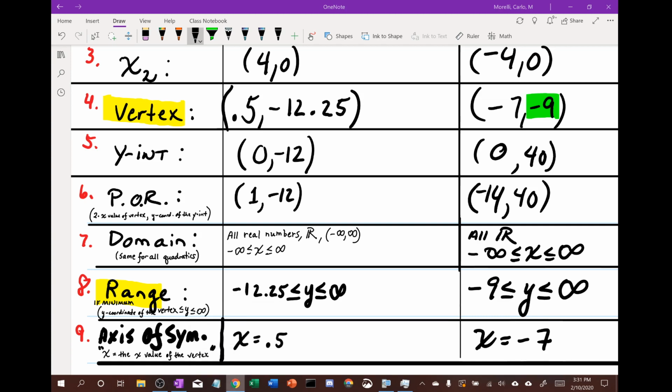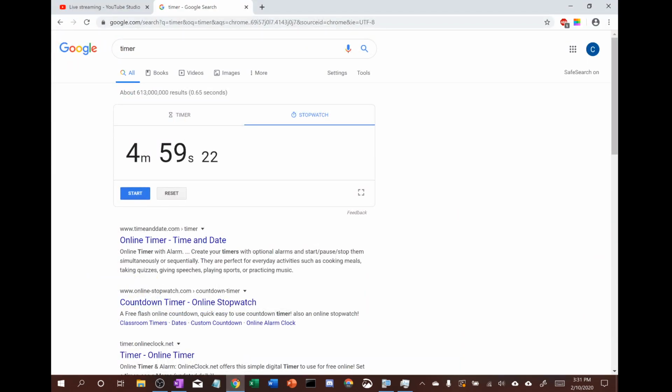Let's see where we're at on the timer. Wow. Less than 5 minutes to solve all 9 parts. Now, on the STAR test, you will only be asked to solve one of the 9 things per question. Okay?